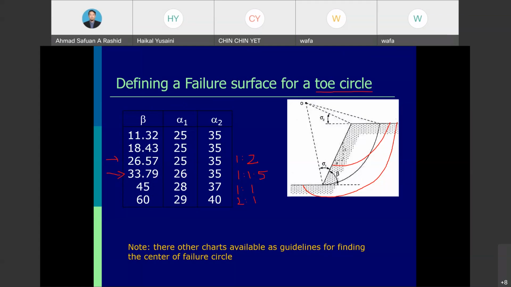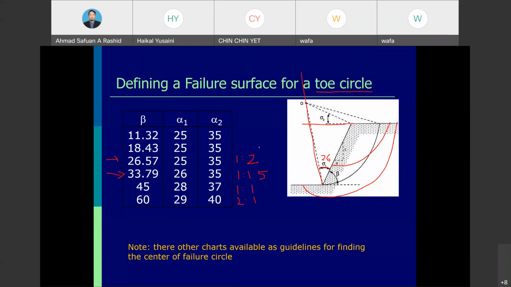So by using a protractor, we need to draw another line where the degree is 26. So we draw a straight line. Then make a horizontal line at the top of the slope.